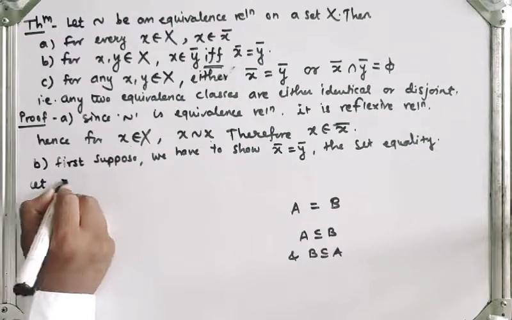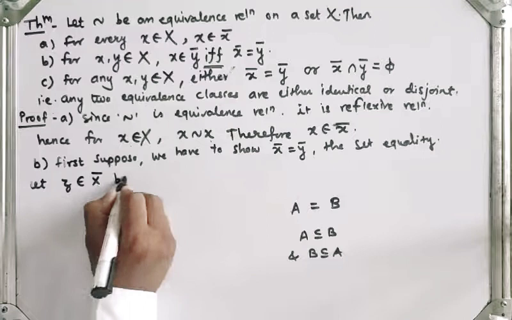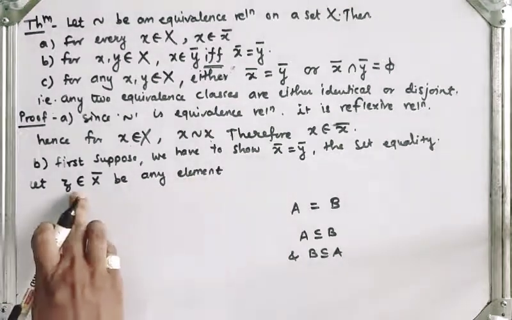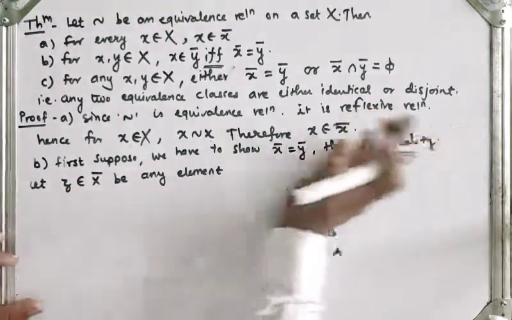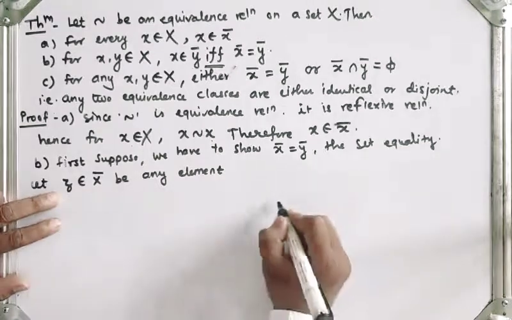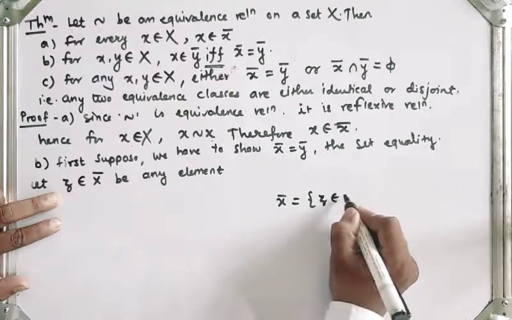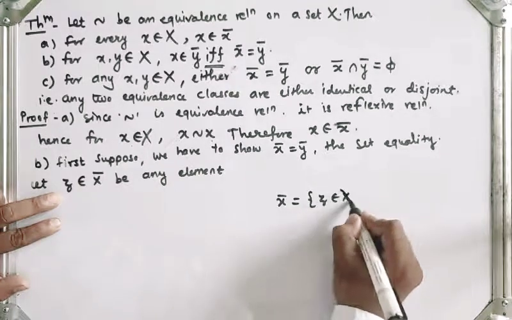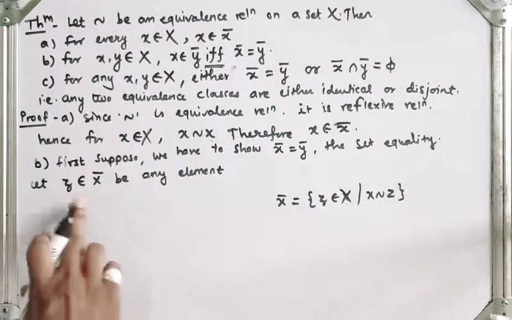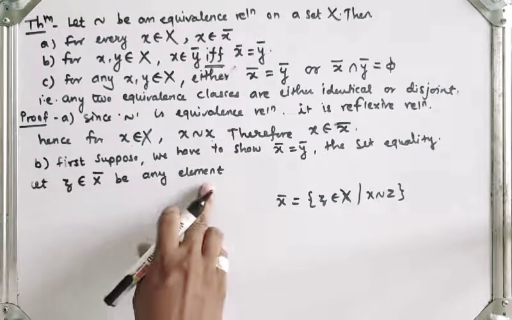I will take an element, small z, belonging to x bar. x bar is the equivalence class of x. Let z be any element. Then what is the definition of the equivalence class? Here I have taken z belonging to x bar. So what is the definition of x bar? x bar is the set of all those z belonging to X such that x is equivalent to z, right? So this is the definition of the equivalence class.